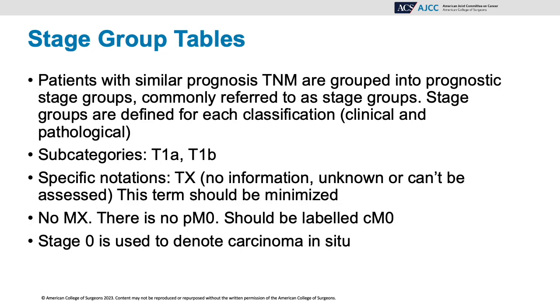Patients with similar prognosis of TNM are grouped into prognostic stage groups referred to as stage groups. Stage groups are defined for each classification, clinical and pathologic and others. There are then subcategories of T1, such as T1A and T1B. Keep in mind also there are specific notations such as TX. TX would mean that there's no information available about the primary tumor, it's unknown or can't be assessed. This should be used very rarely.